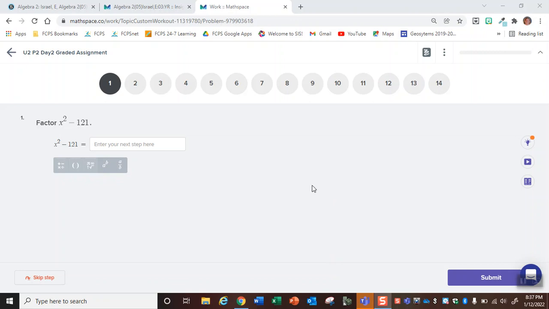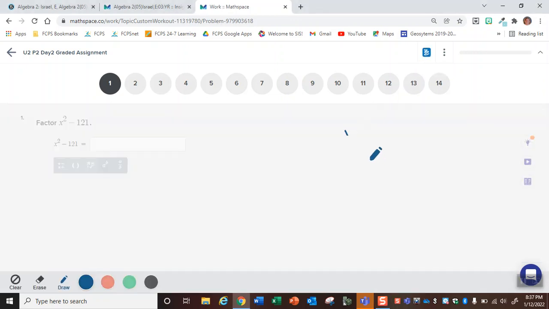If you look at this first one, you've got a binomial, but it's squares. So I'm just going to do my X-man here. All right, so A is 1, and C is negative 121. And then there's no X in the middle, so my B would be 0.